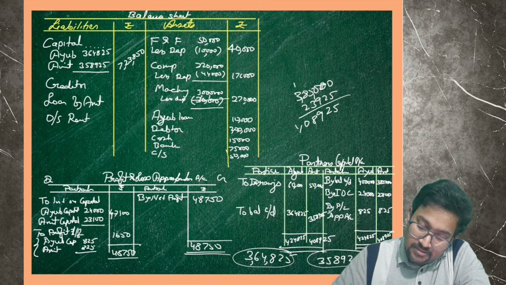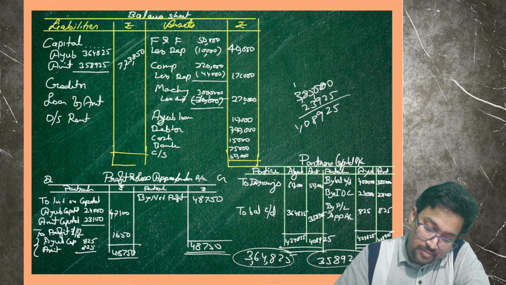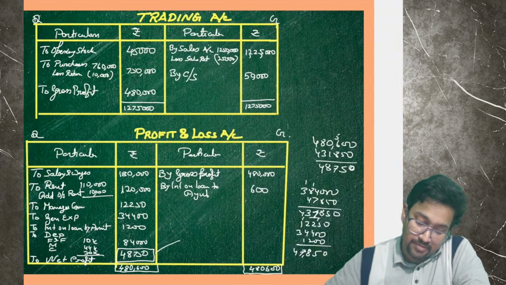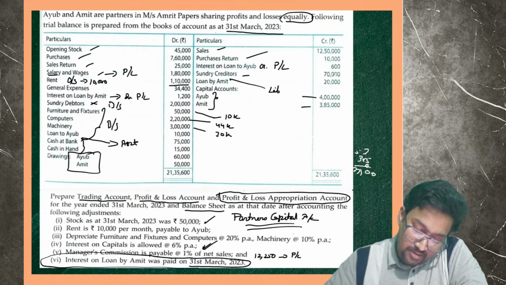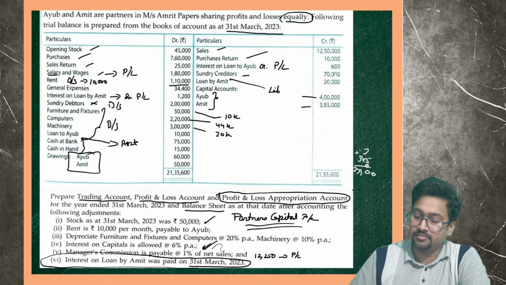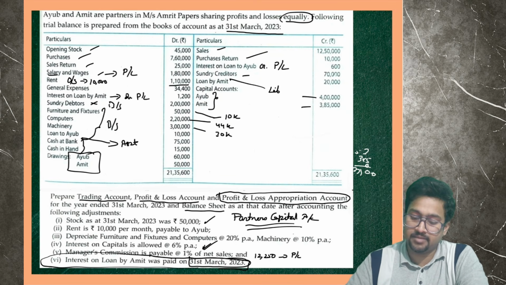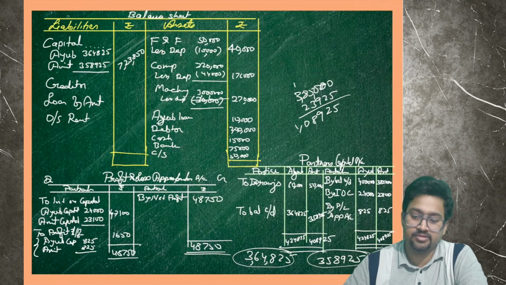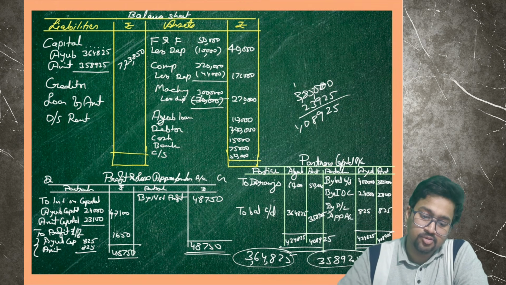And obviously, one more adjustment is given that is related to payment of interest amount, I believe here. As I said earlier, interest on loan by Amit, since it was paid in the same accounting year, nothing extra needs to be done for this. It's already adjusted. So now let's total this.